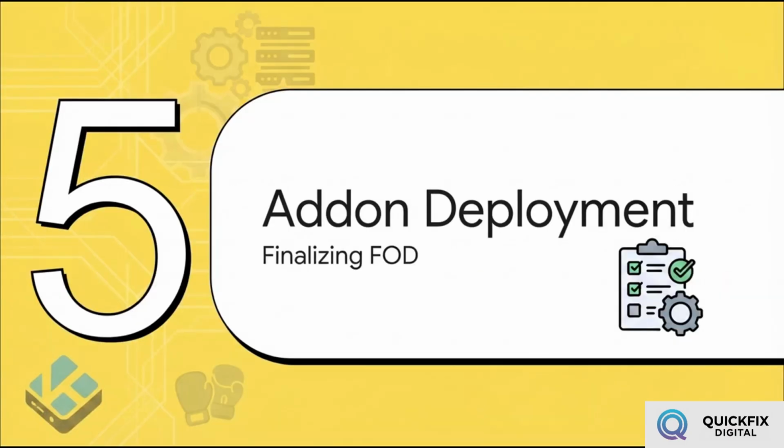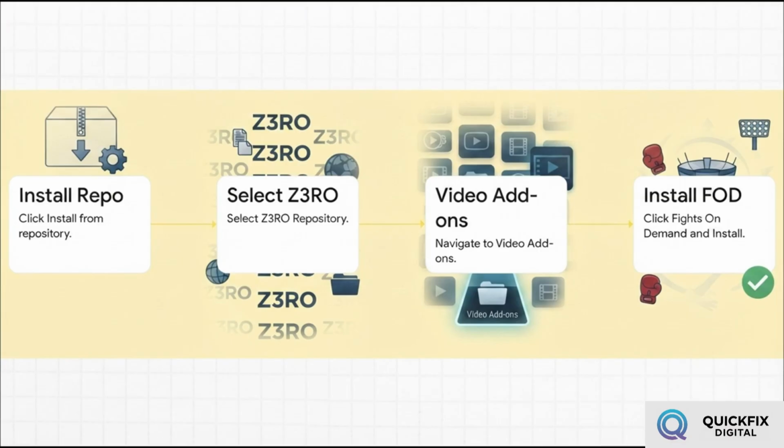Seeing that notification means we are ready for Section 5, Phase 3, Add-on Deployment, Finalizing FOD. Since you're already sitting right there in the package installer menu, simply go down one single line and click Install from Repository. You're going to see the Z3RO Repository listed right there. Click into it, then open the Video Add-ons directory. Scroll through that list until you locate Fights on Demand. Click it and smash that Install button. Completing these final structural steps will successfully unpack and onboard the FOD module right into your environment. Once it finishes downloading, boom, it's ready for immediate access from your main add-ons menu.